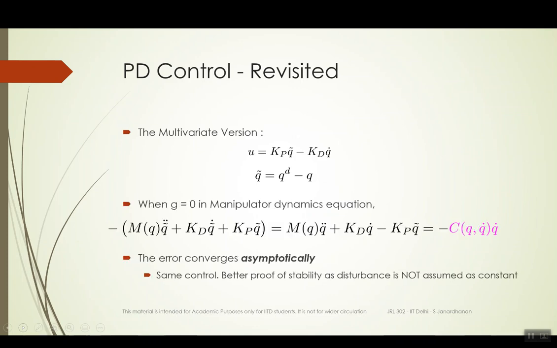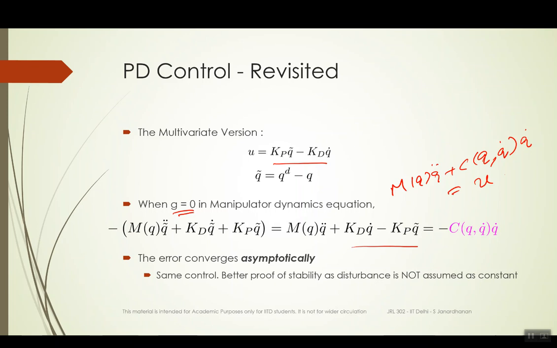Okay. Now, for the purpose of the control design in multivariable PD, we first assume that the gravity term is 0. We assume that g of q, or g, is equal to 0. So if g is equal to 0, and u is assumed to be of the PD structure, then you end up with this equation. What you end up with is M of q times q double dot plus C of q, q dot times q dot is equal to u.